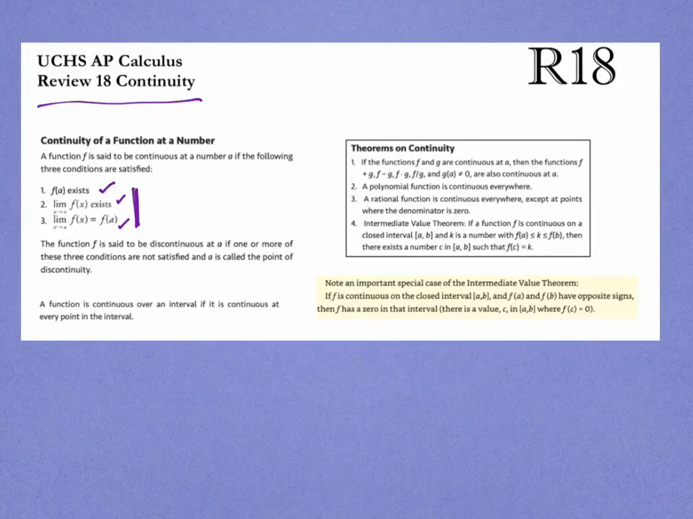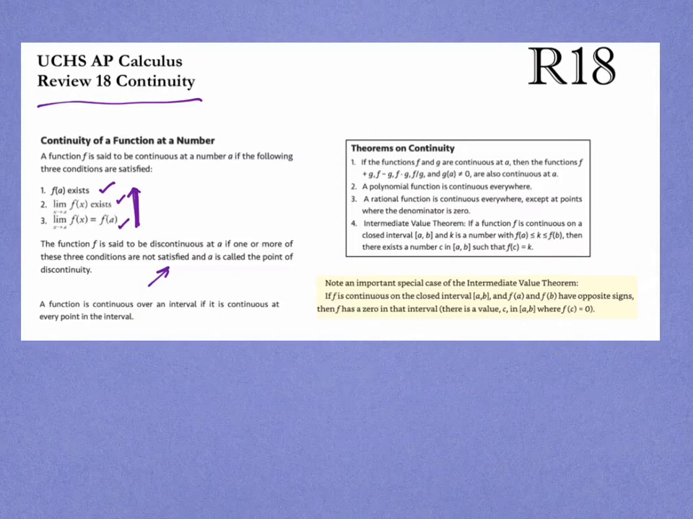So that's what this continuity is, the three things that have to hold, and it really has to be known for the test. Pretty much assured they're going to ask about continuity somewhere. Now, the function is discontinuous if it has at least one point where the conditions aren't satisfied.